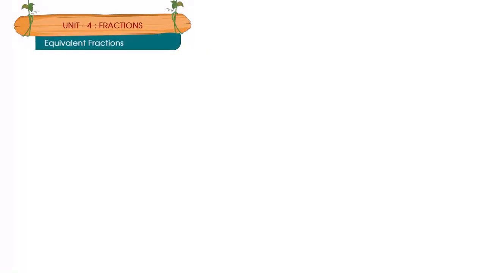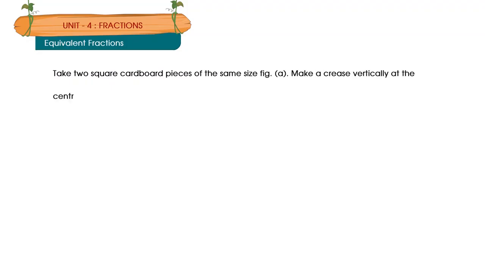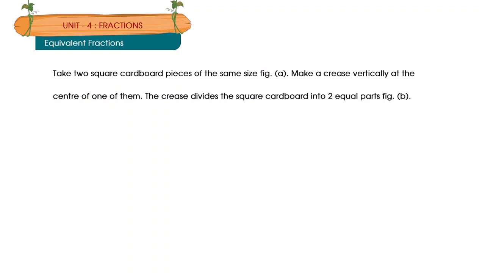Equivalent fractions. Take two square cardboard pieces of the same size, figure A. Make a crease vertically at the center of one of them. The crease divides the square cardboard into two equal parts, figure B. Each part is 1 by 2 of the whole.